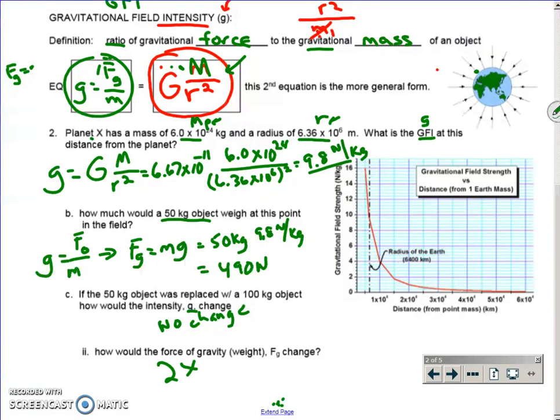Okay, and this graph right here just shows you how little g changes with the distance from the center of the Earth. Right about here is the surface of the Earth, and it drops off very, very quickly by the square of the distance as you go further and further away. And if you go inside the Earth, it grows rather quickly. Okay, so that's the end of our introduction to the idea of universal gravitation. We'll talk more about these G and GFI problems in class.